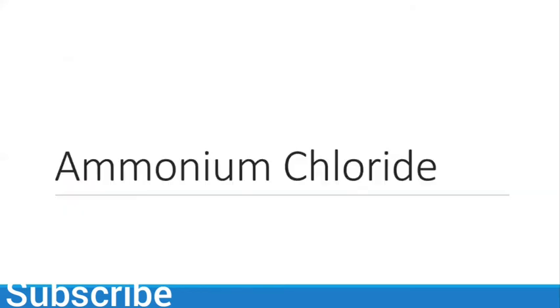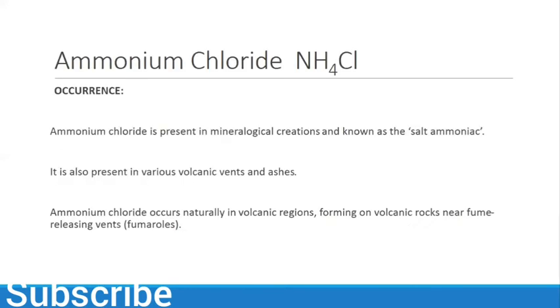So our next compound is ammonium chloride. So the occurrence of ammonium chloride. Ammonium chloride is present in mineralogical creation and known as the salt ammoniac. It is also present in various volcanic vents and ashes.